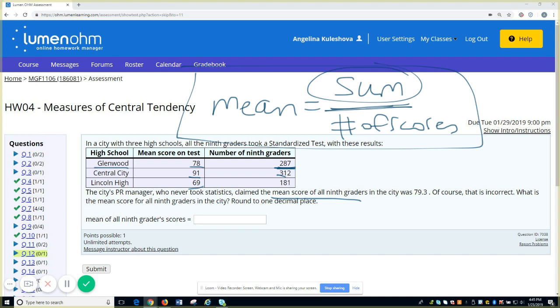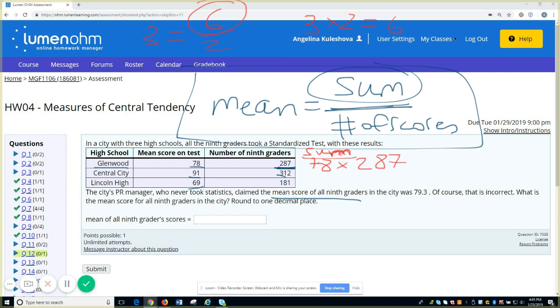So if you think about it more concretely, 3 is 6 divided by 2, right? To get 6, I would have to take the 3 and multiply by 2. So if I want to know the sum of all the scores, I would need to multiply the mean, 78, times the number of students in each school. That's what we're going to do first. We're going to find the sum of scores in each school.